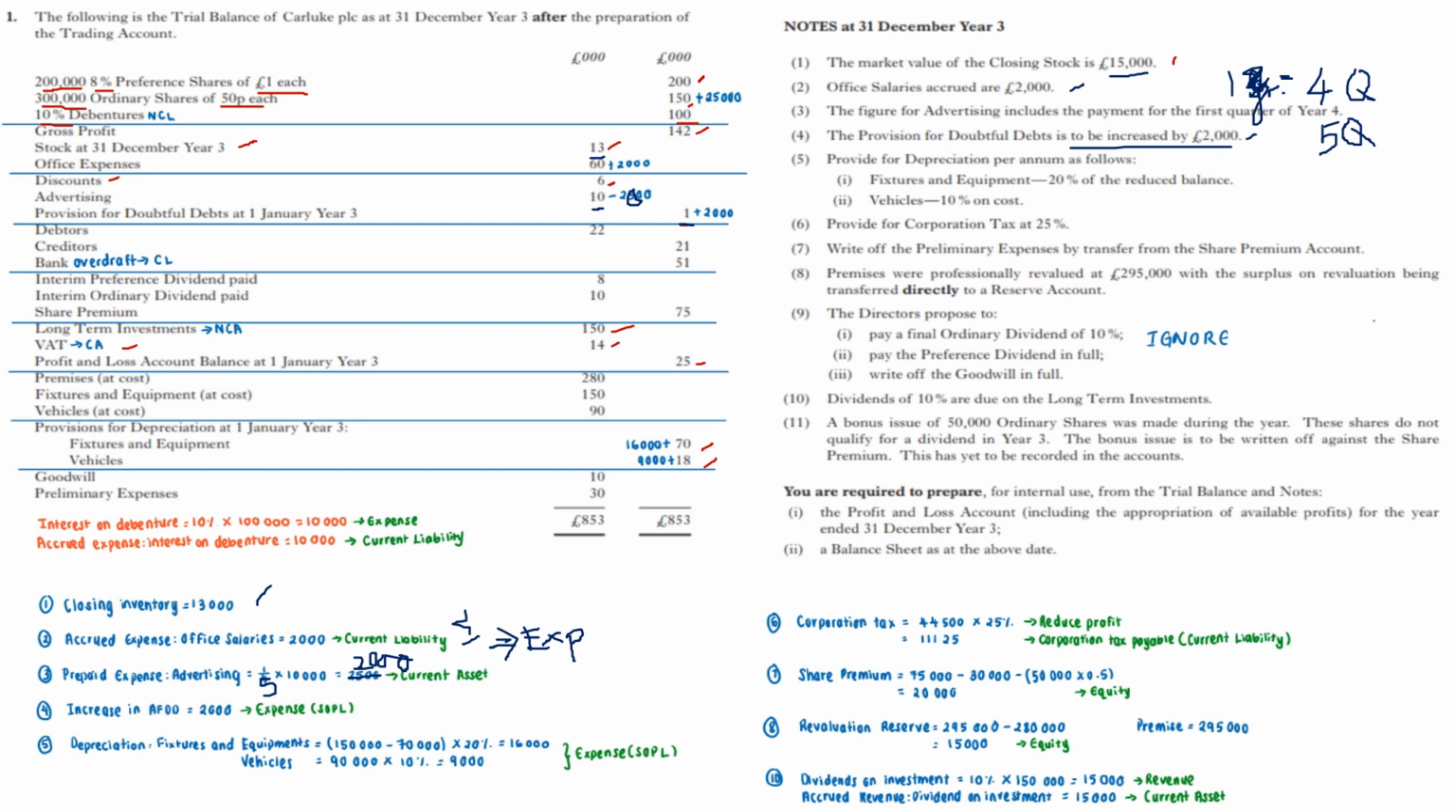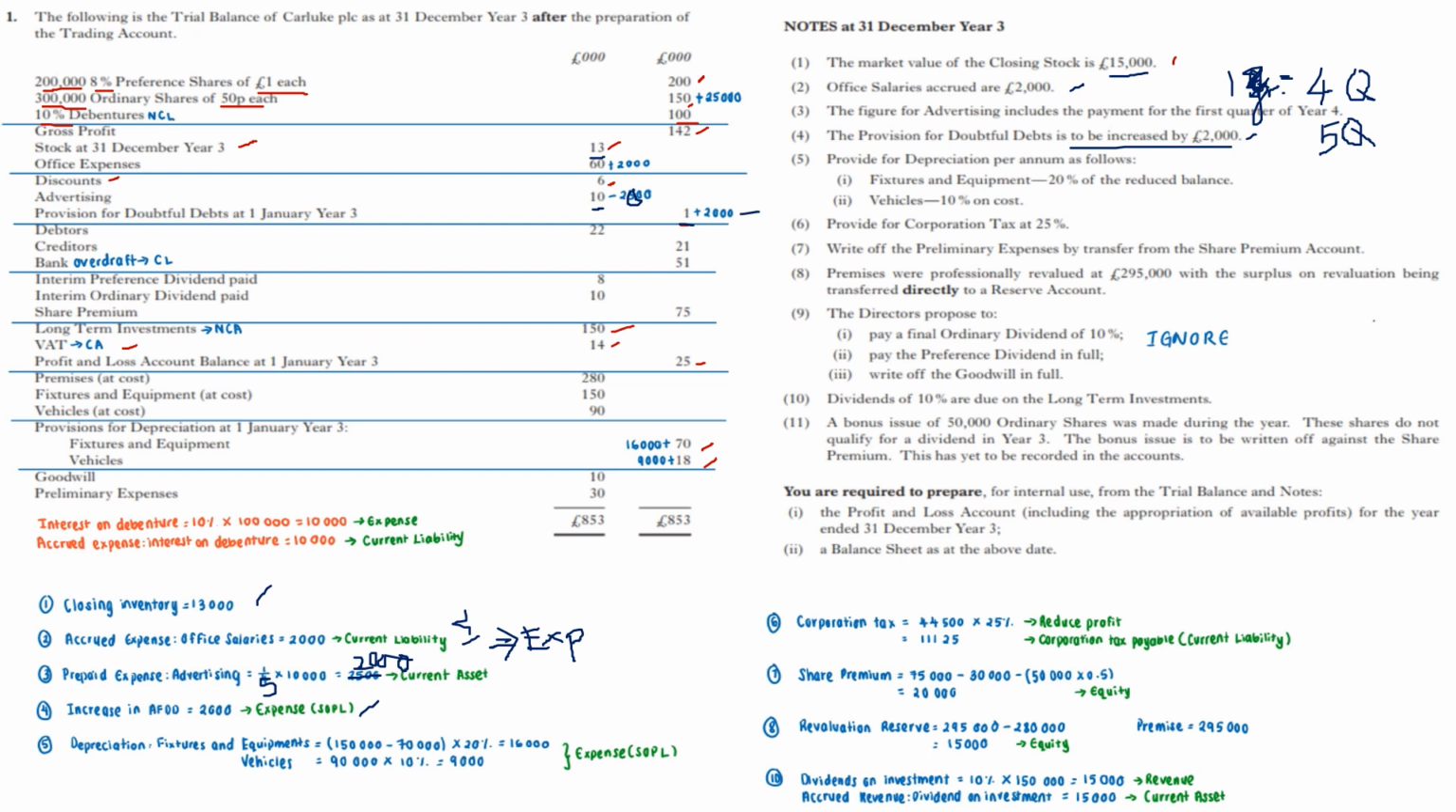So meaning that the new AFDD is 3,000. You need to add on the 2,000 to your 1,000 to get your new AFDD. So there's an increase in AFDD by 2,000. The increase in AFDD is considered as your expense in your SOPL. The new value 3,000 will be deducted from your debtors in your SOFP.